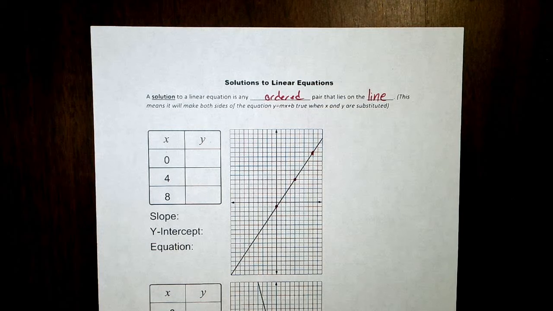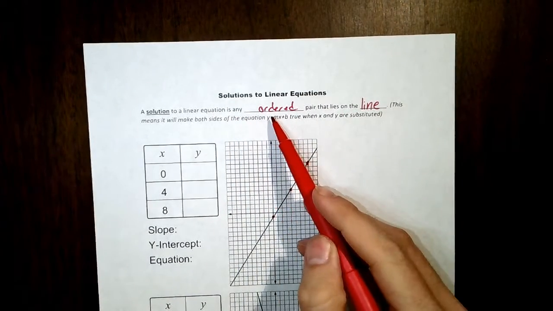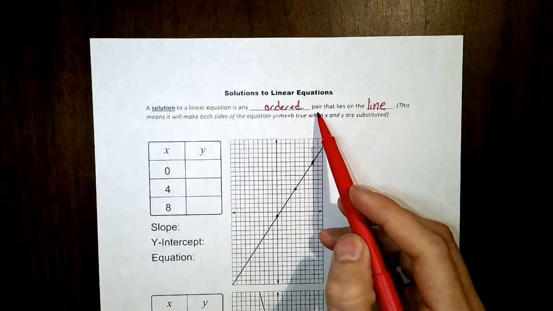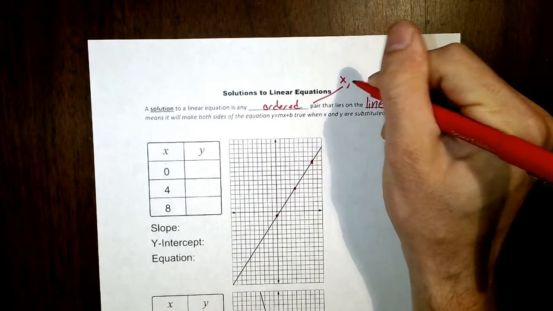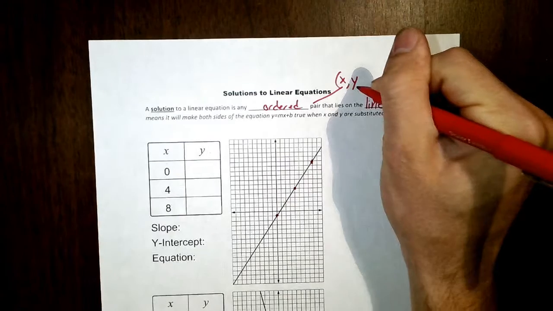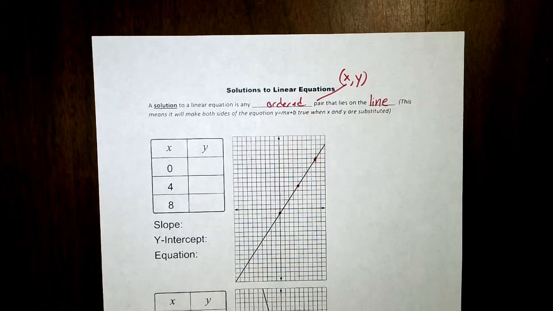Solutions to linear equations. A solution to a linear equation is any ordered pair. And an ordered pair is what? That's an x, y value, right? Any ordered pair that lies on the line, on the line that we are graphing.